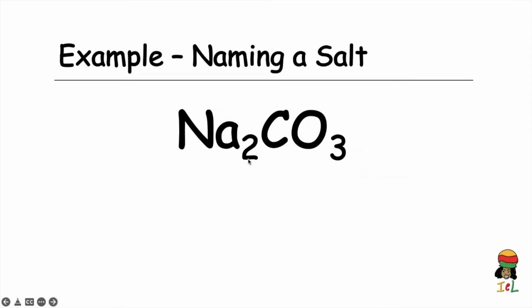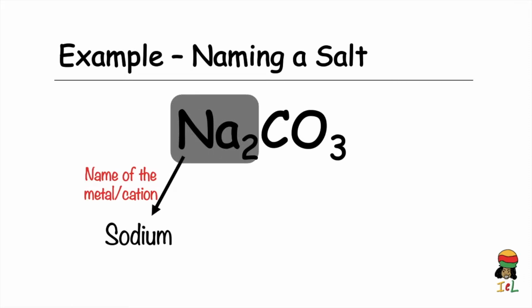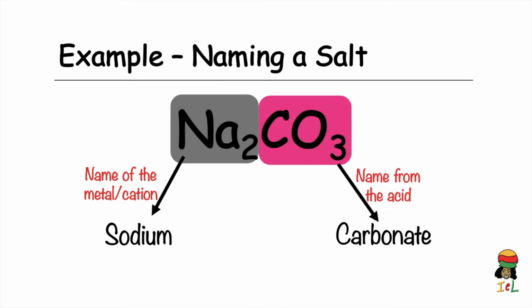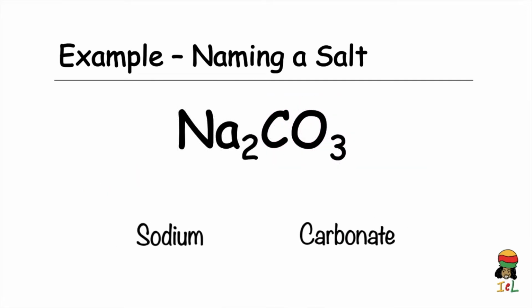Next example, Na2CO3. The first portion of our salt is the metal Na, which is the symbol for sodium. The next portion of the salt is CO3, and we know that comes from the acid, carbonic acid, which forms the salt carbonate. So as a result, the name of this salt is sodium carbonate.